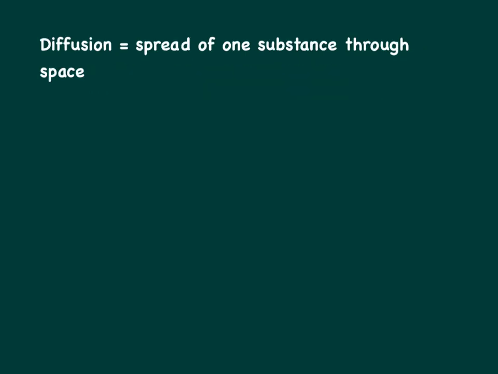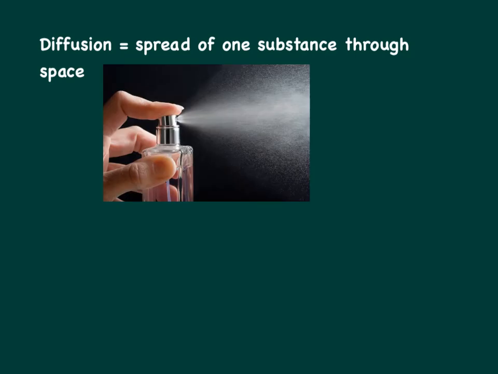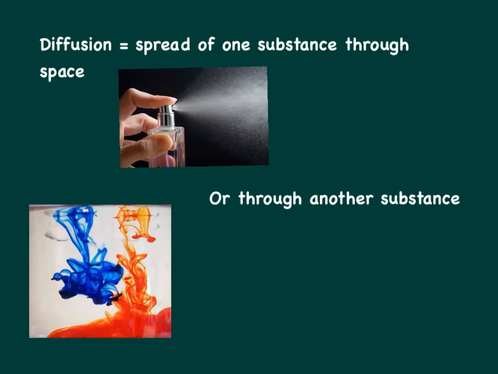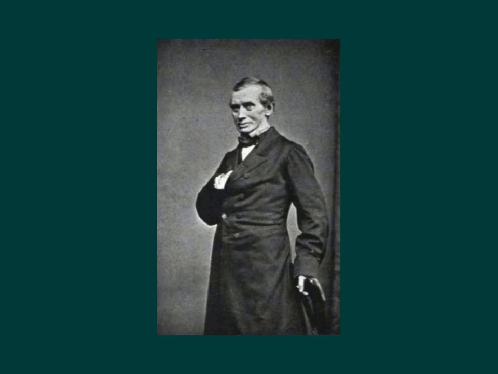Diffusion is the spread of one substance through space, like these perfume particles, or through another substance, like food coloring through water. In 1846, Thomas Graham discovered that the diffusion rate of a gas is inversely proportional to the square root of its molar mass. If we look at two gases at the same pressure and temperature in identical containers, we can compare the rates of diffusion.